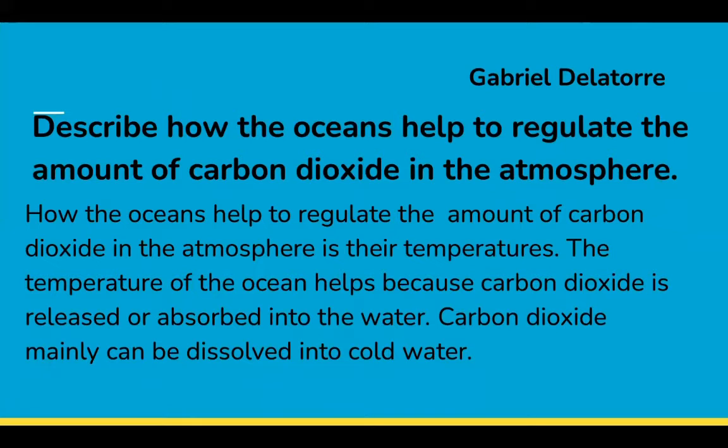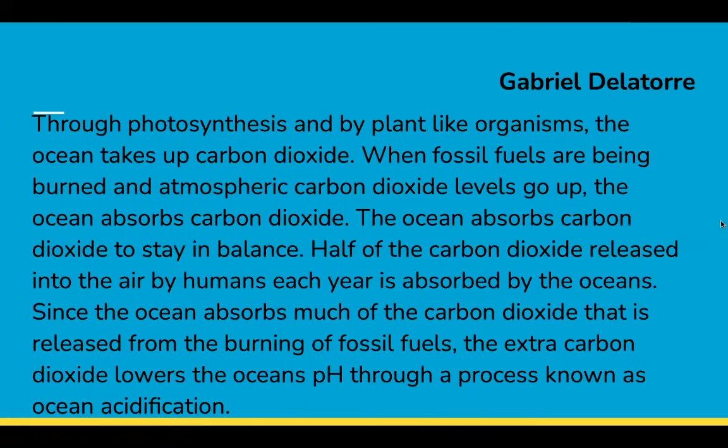Describe how the oceans help to regulate the amount of carbon dioxide in the atmosphere. So, how the oceans help to regulate the amount of carbon dioxide in the atmosphere is their temperatures. Temperature of the ocean helps because carbon dioxide is released or absorbed into the water. Carbon dioxide mainly can be dissolved into cold water. Through photosynthesis and by plant-like organisms, the ocean takes up carbon dioxide. When fossil fuels are being burned and atmospheric carbon dioxide levels go up, the ocean absorbs carbon dioxide. The ocean absorbs carbon dioxide to stay in balance.